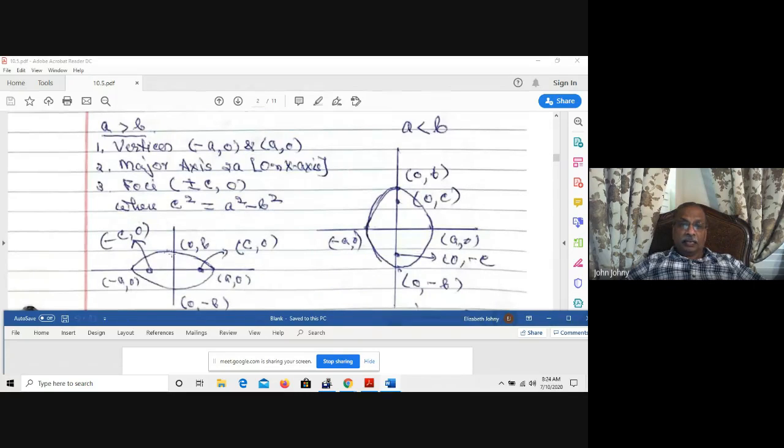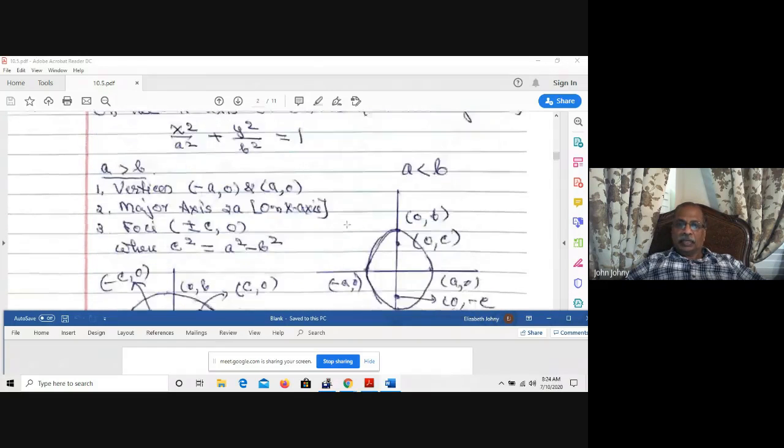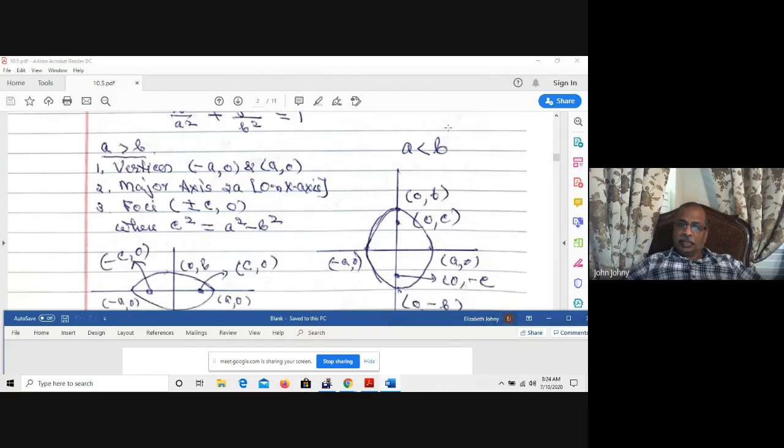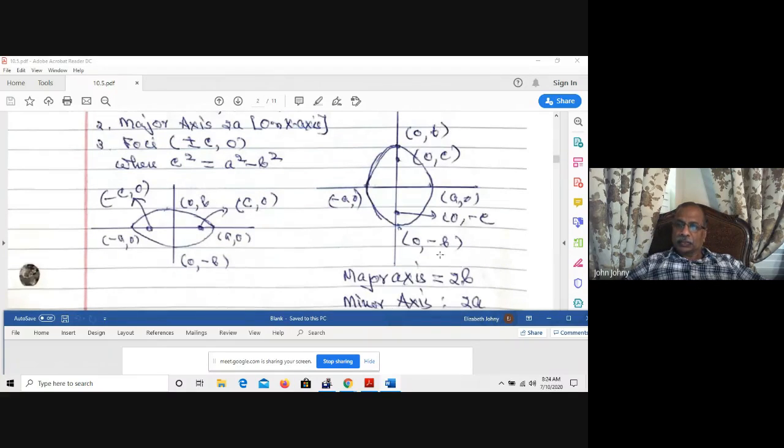And the shape will be like this. I'm sorry, the shape is not exactly an ellipse, but here it is an ellipse. It's oval shaped. And then c, 0, negative c, 0, negative a, 0, positive a, 0, 0, b, 0, negative b. So those are on the y-axis. So this is the shape of an ellipse, and this ellipse is stretched horizontally. On the other hand, if a is less than b, then the major axis is 2b.